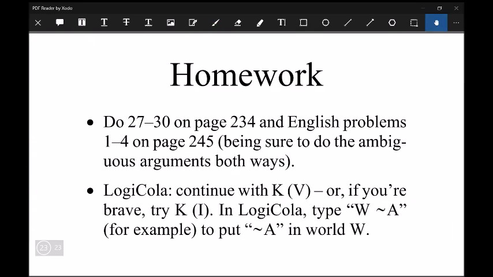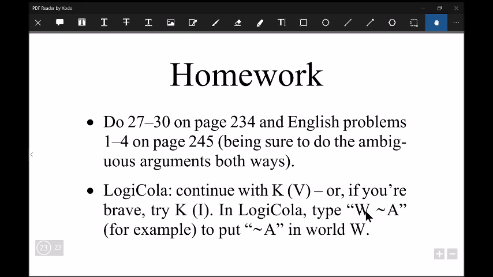So for homework, do a few more translations and English problems 1 to 4 on page 245, being sure to do the ambiguous arguments both ways. Ambiguous, like: if A, then it must be that B. It's like two different problems. Logical, continue with the valid one. Or if you're brave, try the invalid one. If you're a little unsure of that, it's more important that you master the valid one first. But if you feel good about the invalid ones, you can do it now, not put it off.